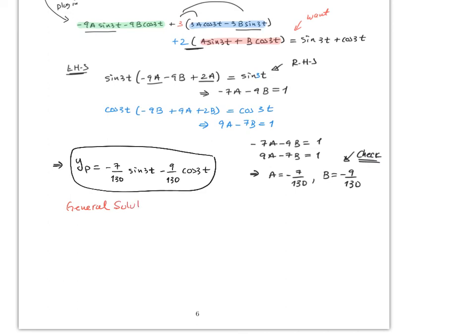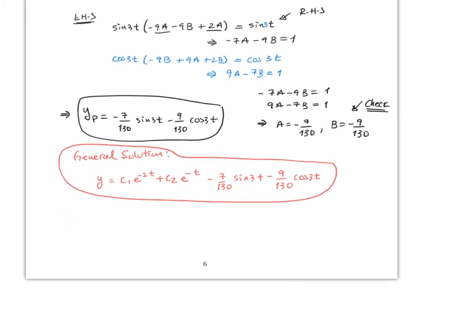again, you need to have both of them. So the general solution will be y. It will be now c1 e to the minus 2t plus c2 e to the minus t. Remember, I changed from x to t. And then minus 7 over 130 sine 3t minus 9 over 130 cosine 3t. And this is the solution.